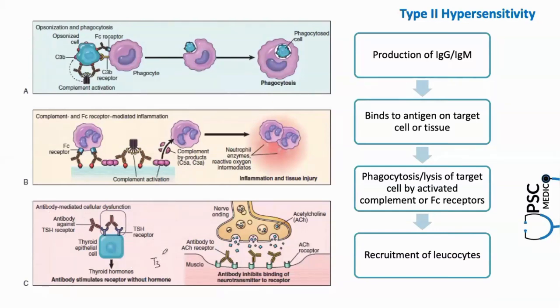Though the thyroid hormone levels in the body are normal, because of the production of these autoantibodies against the TSH receptor, they bind and give a false signal of deficiency. The antibody is stimulating the receptor without the hormone. So I'm saying dysfunction, I'm not saying malfunction or decreased function. There will be some stimulation or some decrease in function. So these two are antibody mediated cellular dysfunction, classic examples, which are part of type 2 hypersensitivity.